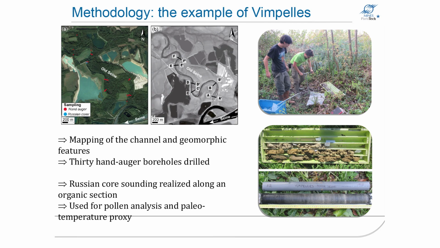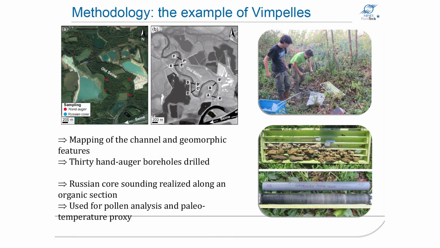So the methodology is the following. We go on the field, we do some mapping of the channel and their geomorphic features. And so in this example of Vampel, this is a 3-4 kilometer long single thread channel. And we did several cross sections. And we use a hand auger to have a look at the sediment and collect samples inside the channels. And we also did some core soundings in the organic mud.